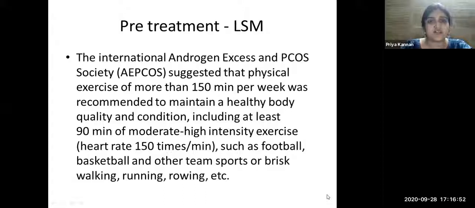The International Androgen Excess and PCOS Society has suggested that physical exercise of more than 150 minutes per week is recommended to maintain a healthy body quality and condition, including at least 90 minutes of moderate to high intensity exercise, such as maybe football or basketball, or at least brisk walking, and running is the best suited for our women.